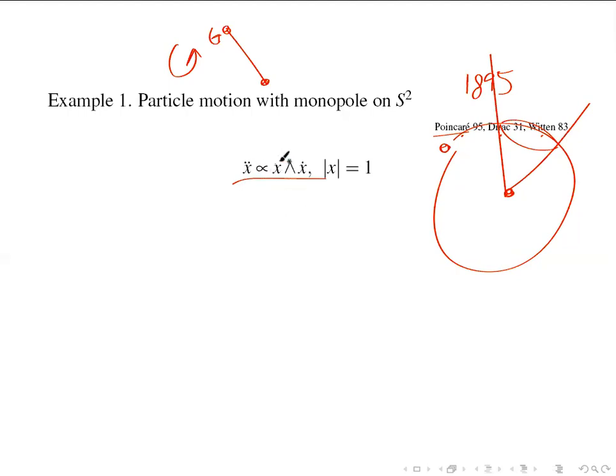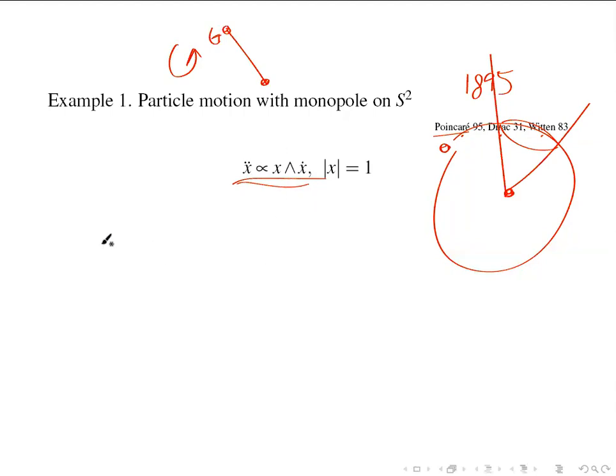But let's not look at it that way. Let's look at it the way Witten looked at it. So what did Witten do? Well, Witten started from the equations of motion, and he realized that it's not possible to write down an action which reproduces those equations of motion.